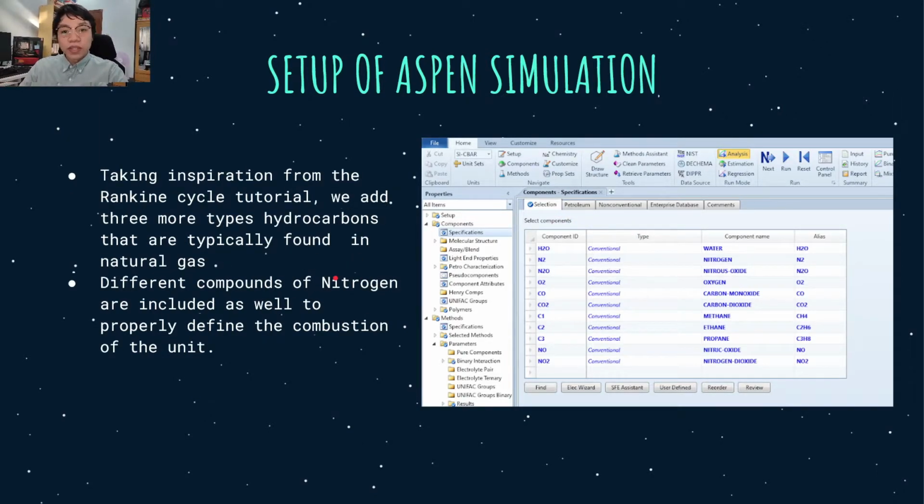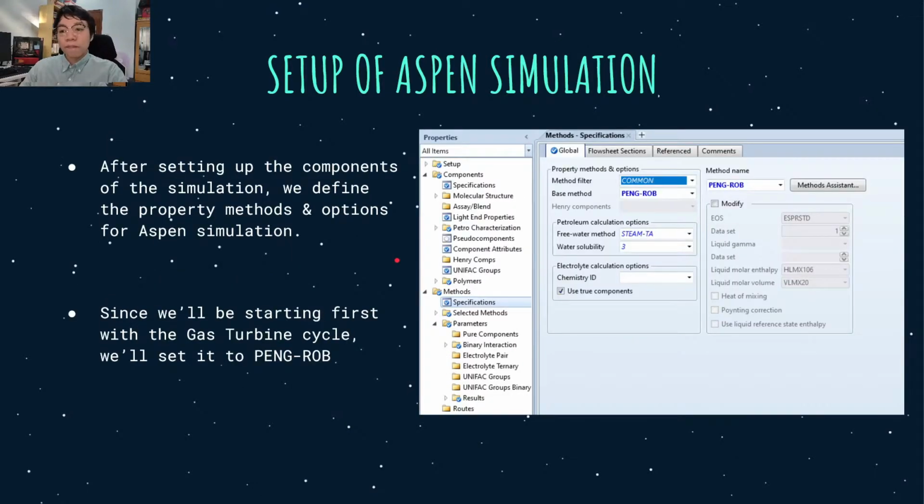This component list takes inspiration from the Rankine cycle tutorial, which adds three hydrocarbons that are typically found in natural gas. Different compounds of nitrogen and carbon dioxide are included as well.